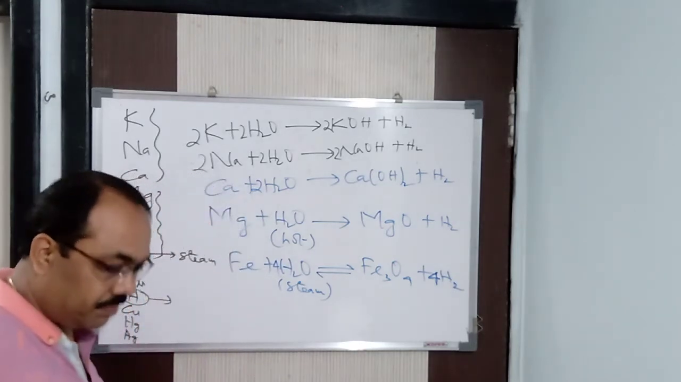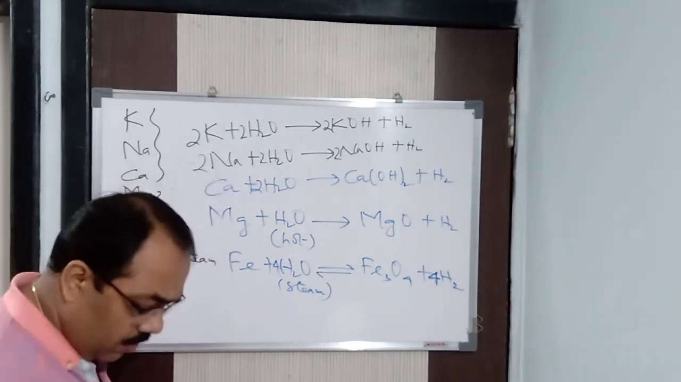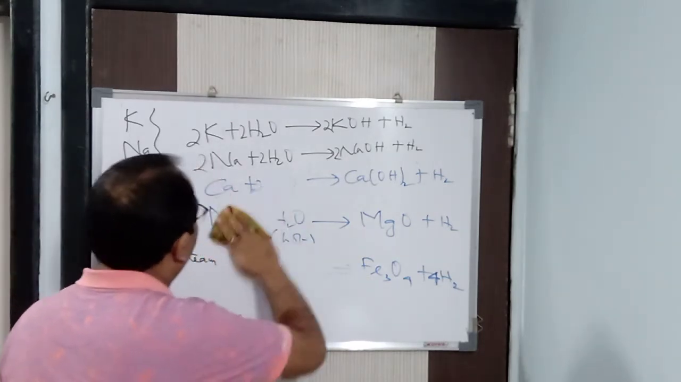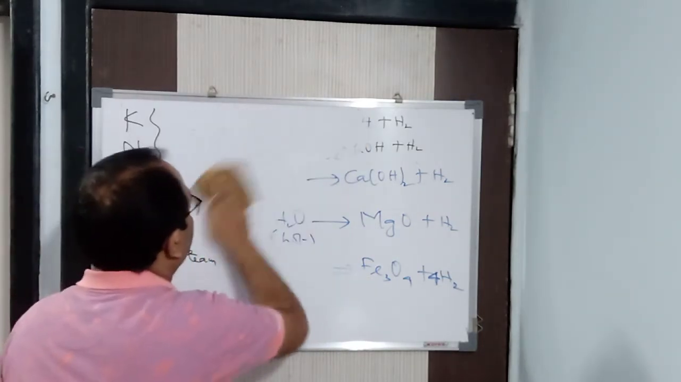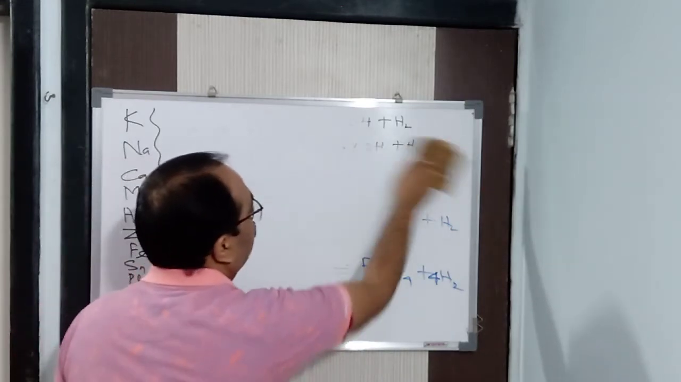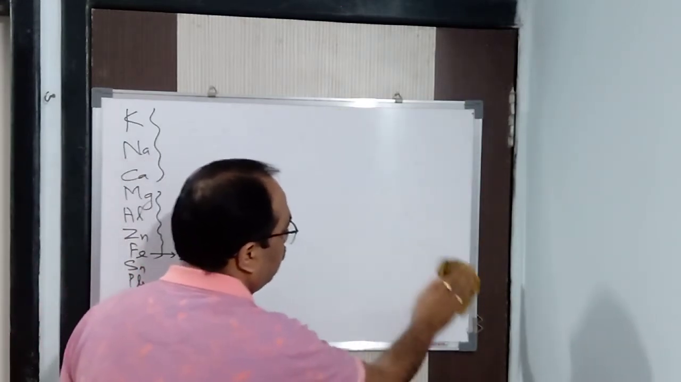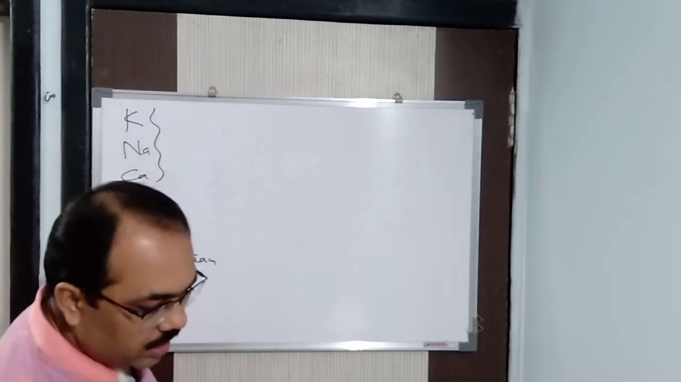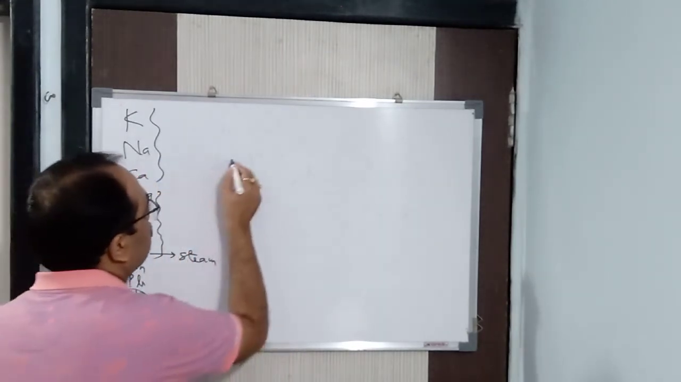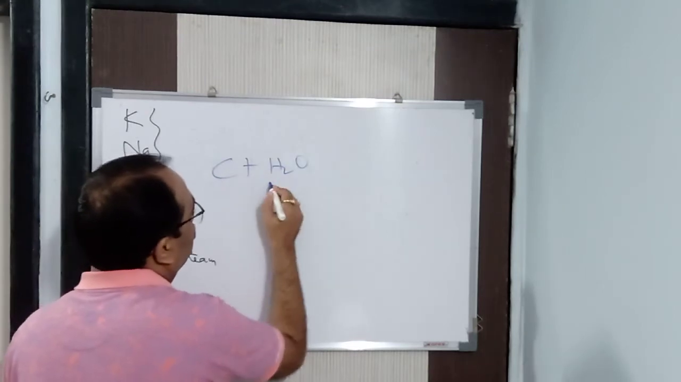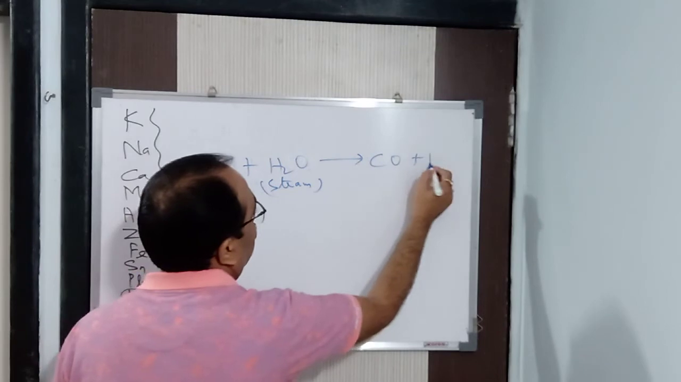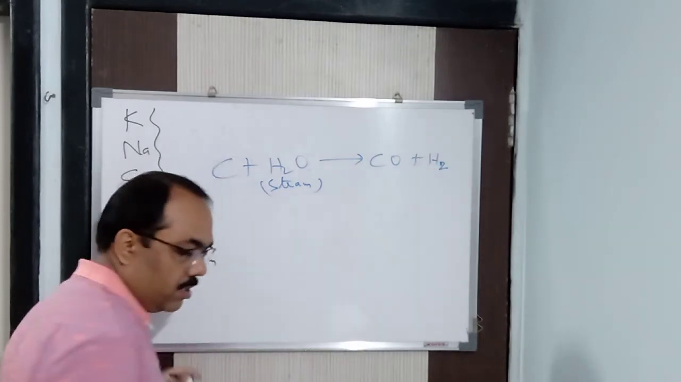Now, next, I was talking about metals. Okay, you understood. Now I will come to some non-metals also. Non-metals like carbon, when it reacts with steam or hot water, hydrogen gas is evolved. Clear? That is C plus H2O, that is steam. It will give you CO plus H2, hydrogen gas is evolved.